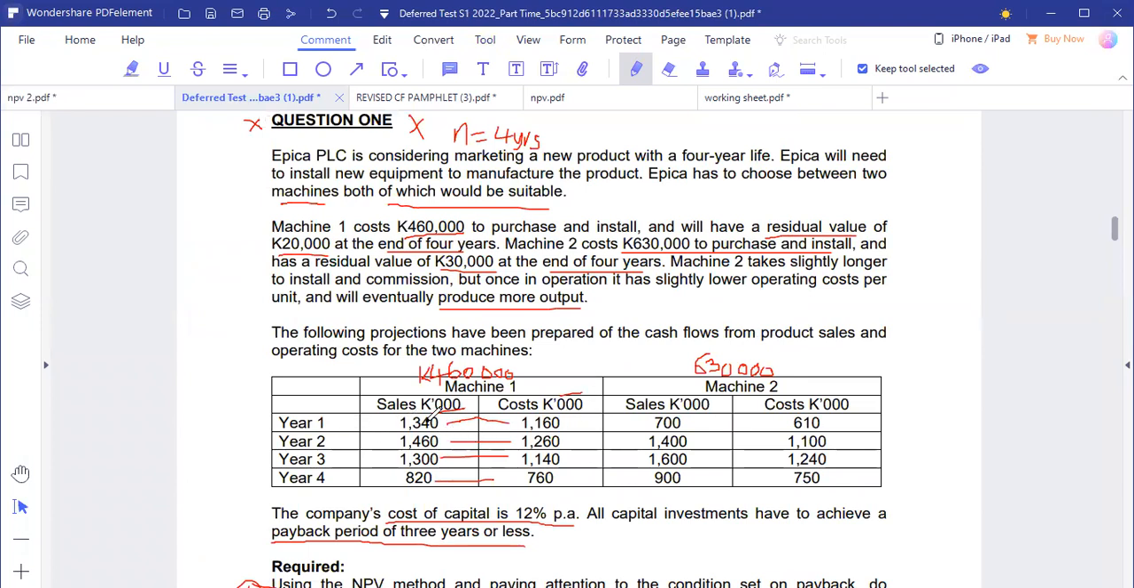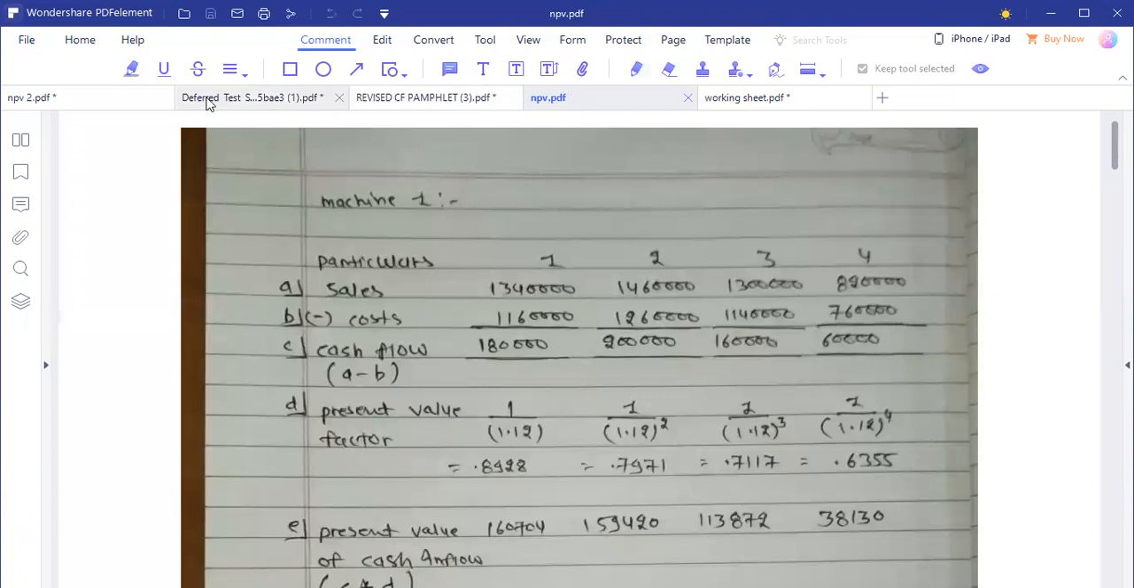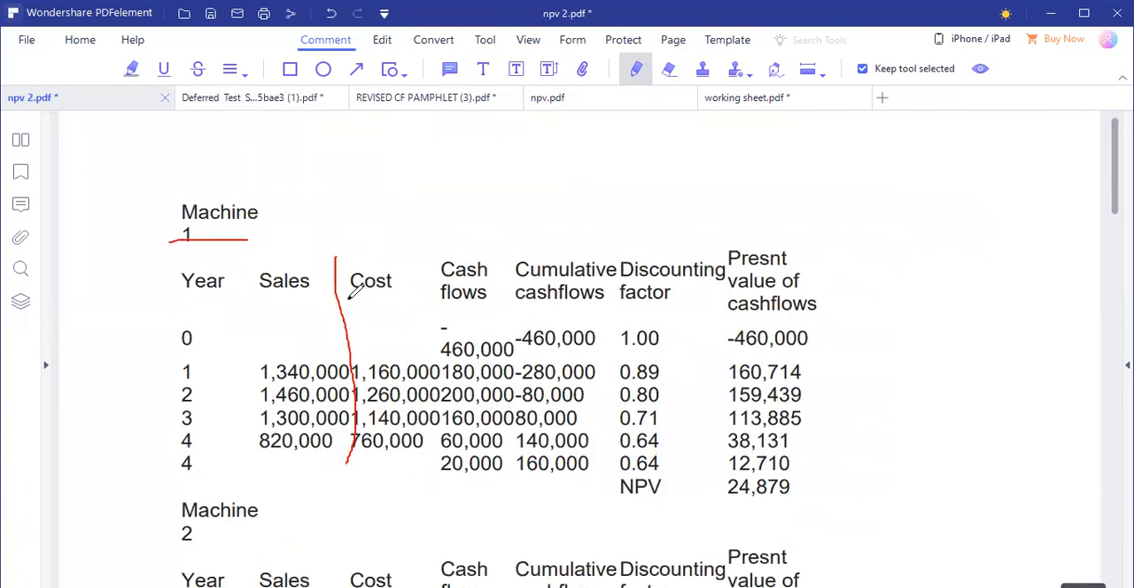So for year 1, you subtract: the sales minus the costs, so that you find the net cash flows for each year. Of course, the investment was 460,000 for machine 1. Similarly, for machine 2, we subtract that one and that one. Each of these ones we are subtracting. This is where the figures are coming from. So for the net cash flow in year 0, we have 460,000, which is negative. This is how much money we are able to lose.